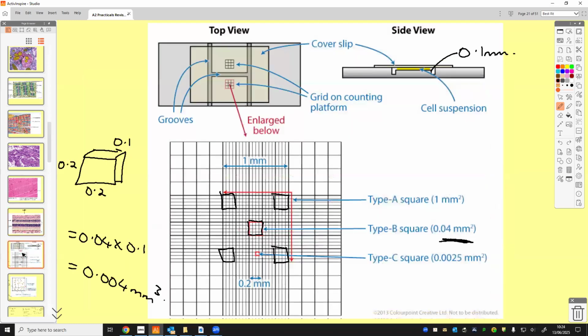The next bit is looking at populations and communities. So really looking at your hemocytometer. They will tell you what type of square it is. Generally, they are B squares that they will give you.